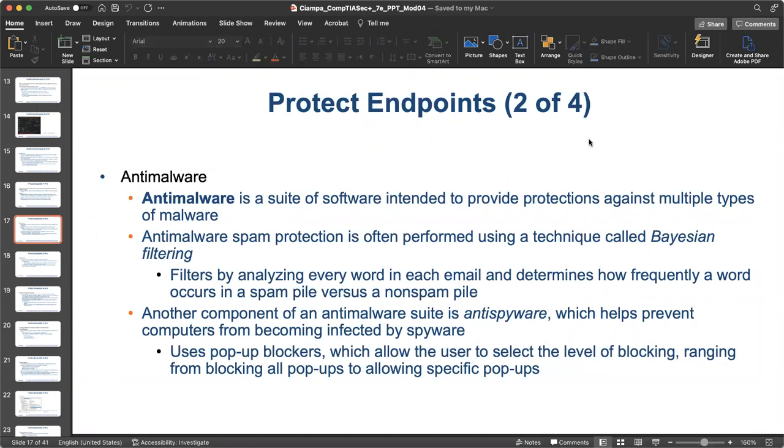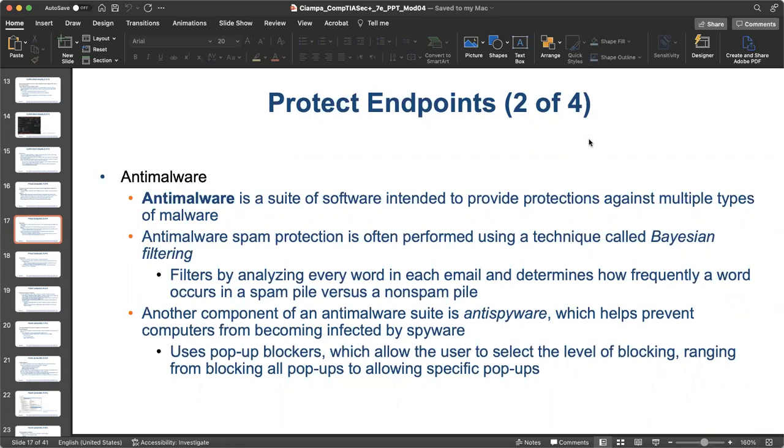Let's come back here. Now let's talk about anti-malware. So instead of only protecting against file-based viruses, and remember we talked about file-based and fileless viruses in module 2, right? What an antivirus does is look at the file-based viruses. Anti-malware is a suite of software intended to provide protection against multiple types of malware, such as we discussed, ransomware, crypto malware, Trojans, or other types, right?